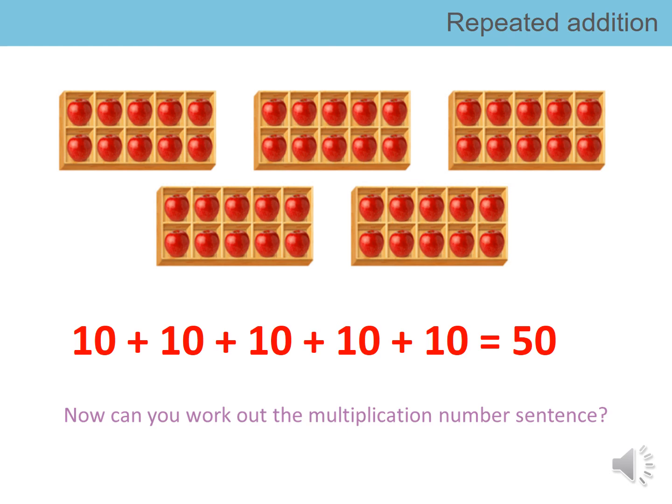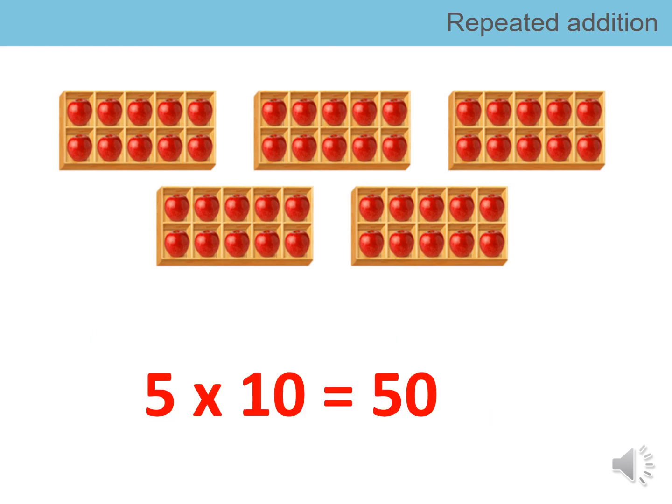What we can do now is work out the multiplication number sentence by using the repeated addition. Have a go. It's 5 times 10 equals 50 because I've got 5 boxes with 10 apples in each. I've got 5 groups of 10, 5 lots of 10. 5 times 10.